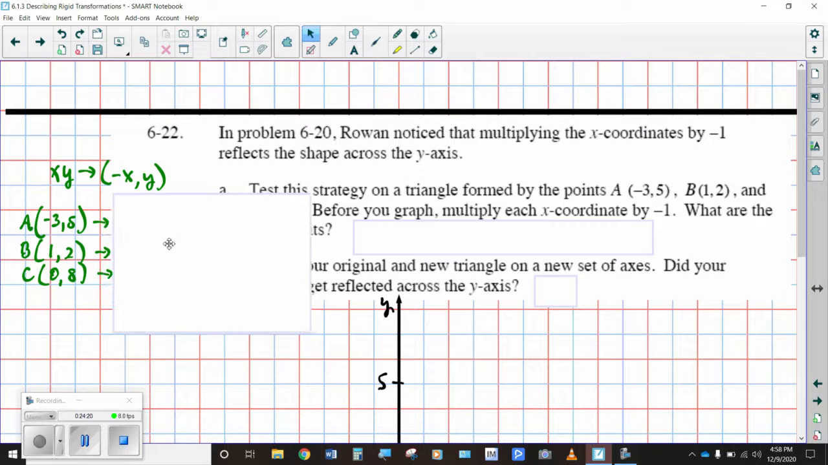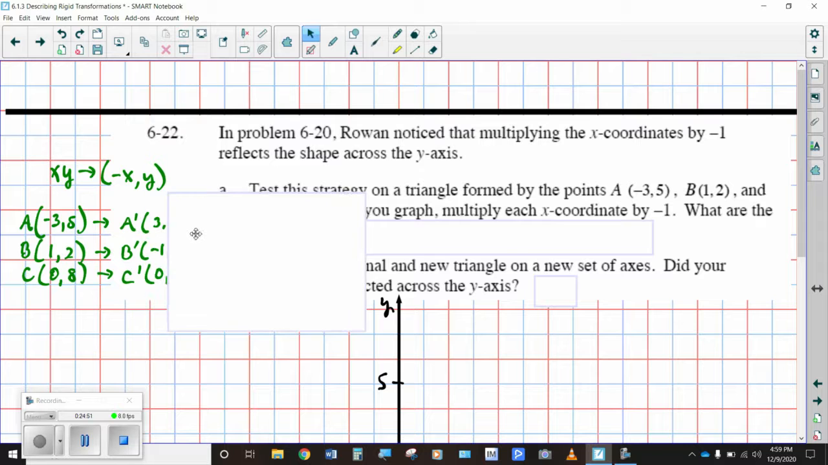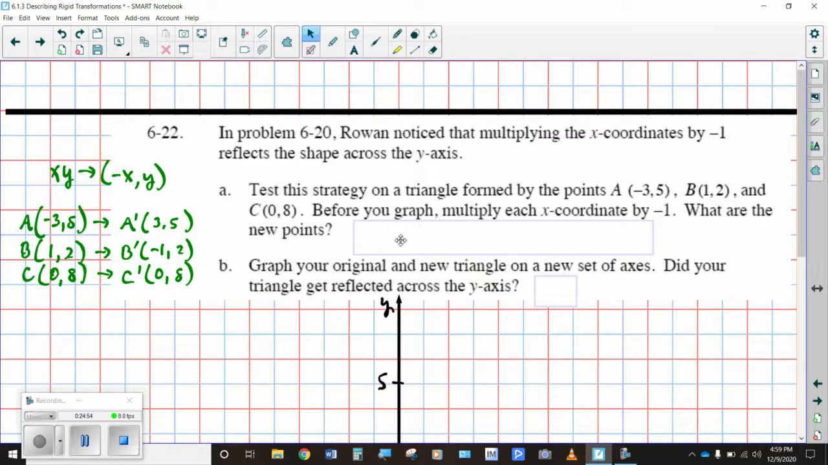Okay, so we're going to start with the original 3. A was at -3, 5, B was at 1, 2, and C was at 0, 8. After transforming this through a reflection, you are now going to have a second point A, and we'll label that as A prime, the first image of A. This will be the first image of B, and this will be the first image of C, and we designate it that way by putting that little tick mark there. We're going to keep all of the y values the same, but all the x values change to their opposites. So the new points of our image should be at 3, 5, -1, 2, and 0, 8.